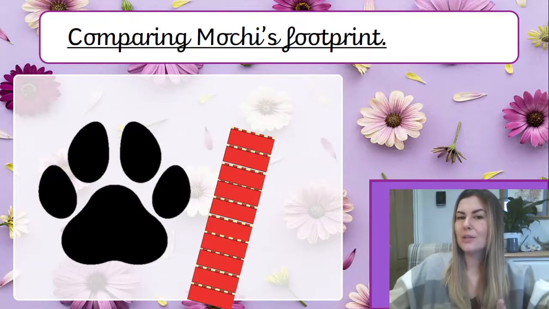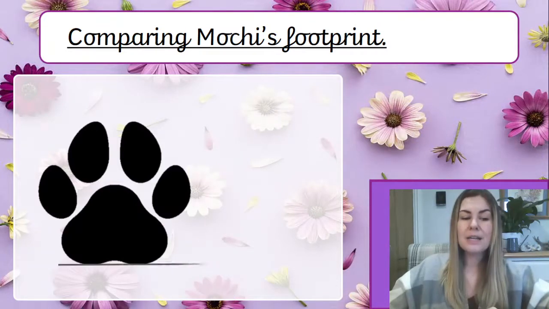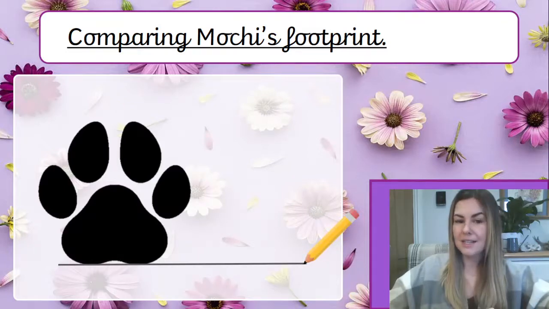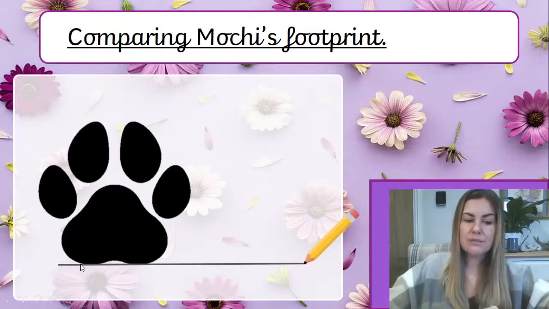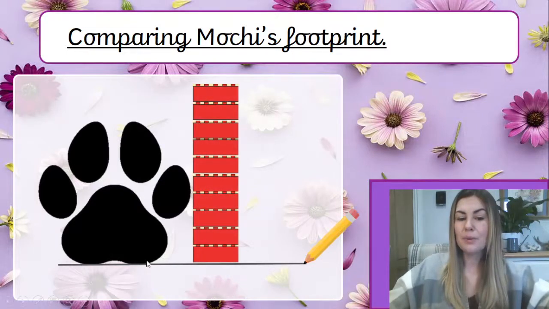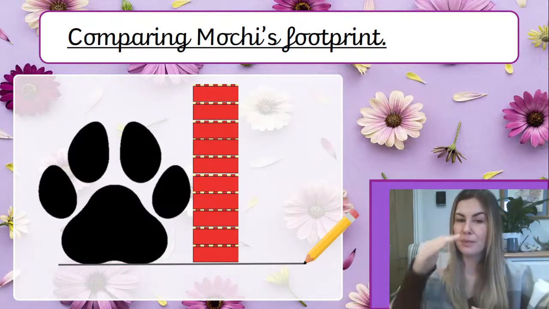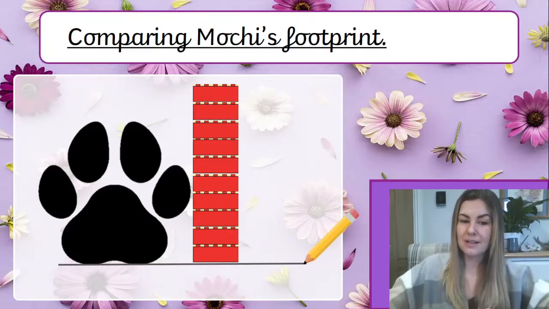So I'm now going to go through a top tip with you. When you are comparing something, you need to put a line underneath it. Can you see that Mochi's footprint is now on the line? Great. Now I'm going to put my Lego on the line. Can you see that's much more clear to see? I can clearly see that the Lego tower is much longer than Mochi's footprint. Mochi's footprint is smaller, shorter than the Lego tower.